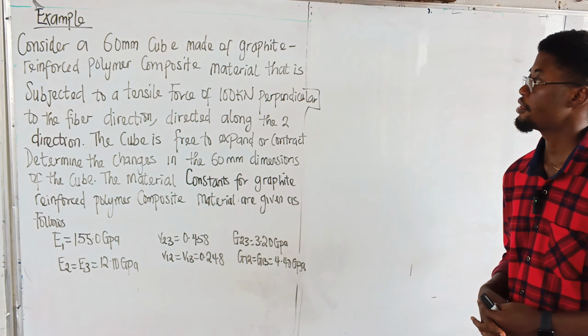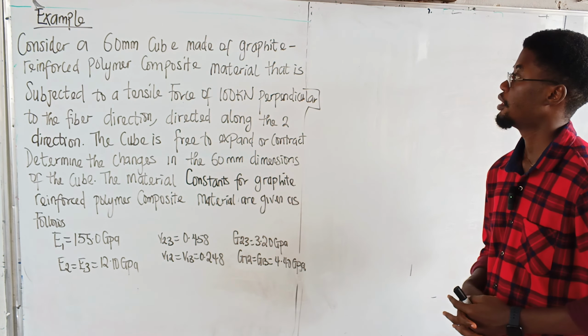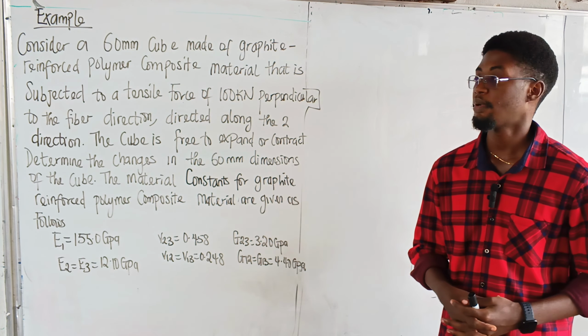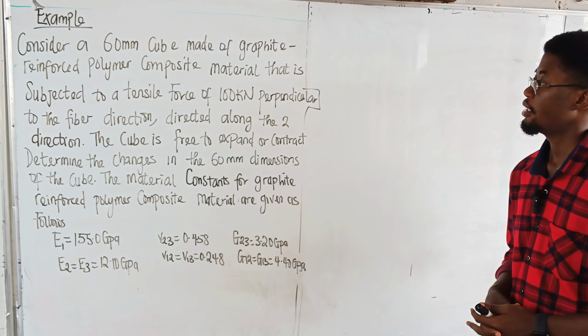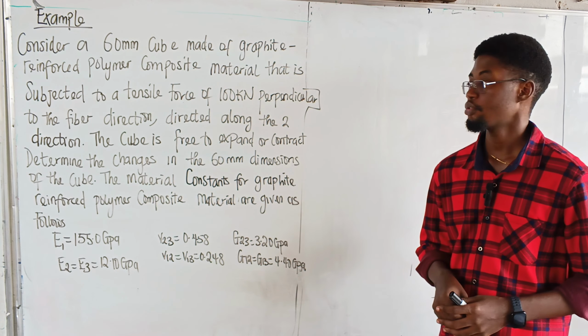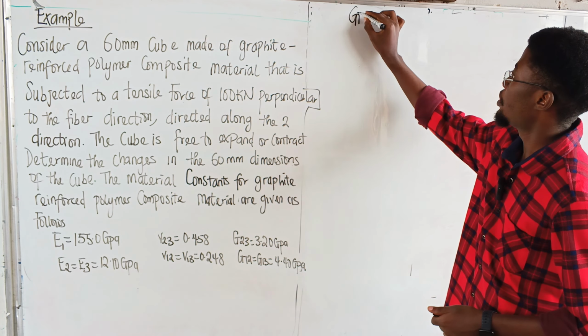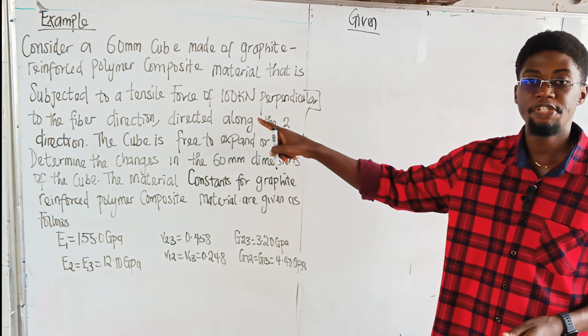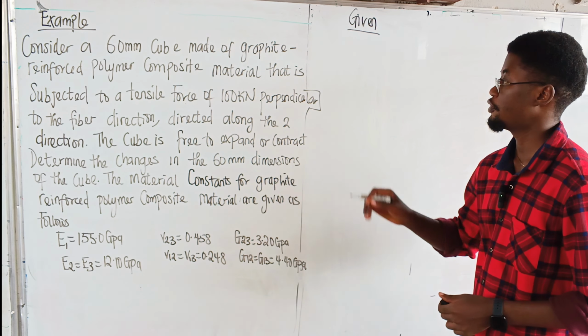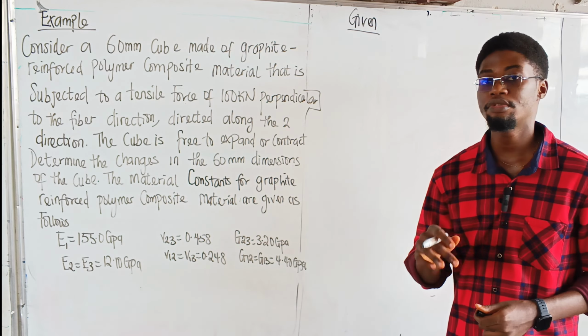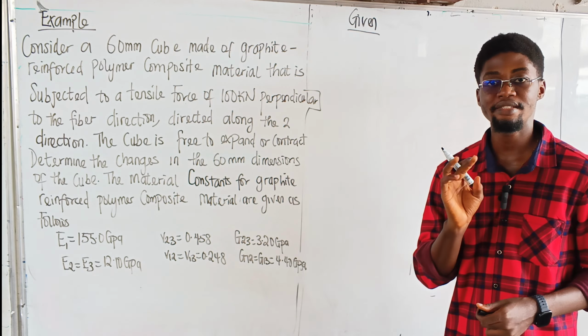It says, consider a 60 mm cube made of graphite reinforced polymer composite material that is subjected to a tensile force of 100 kilonewton. So let's write what we're given. They mentioned a force. They gave us a force of 100 kilonewton. Now, it's not just any force, it's a tensile force.